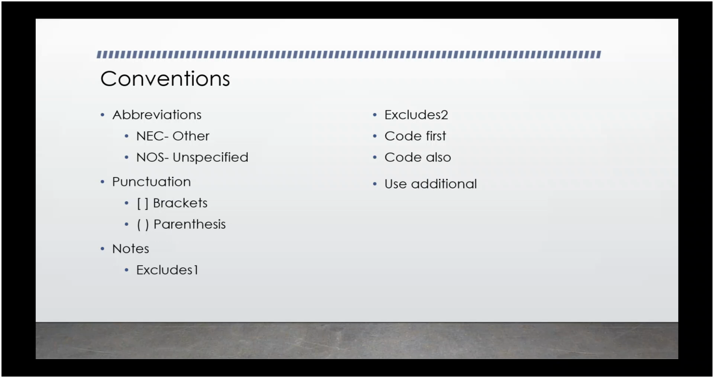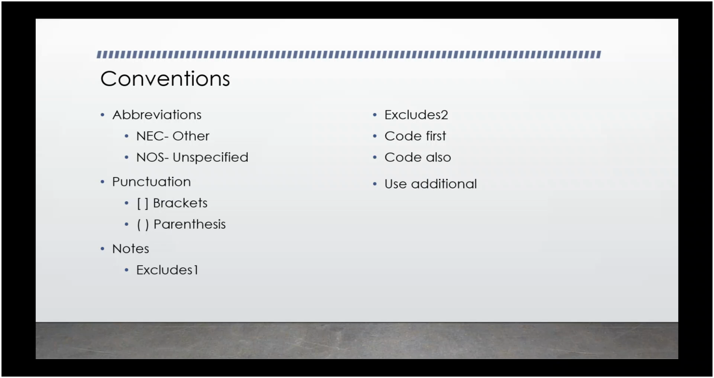Notes. The important notes that we have are the excludes 1, the excludes 2, code first, code also, and use additional code. The excludes 1 means it's not coded here. So it should never be coded. The code listed with excludes 1 should never be coded in the category or the code that you're looking at.